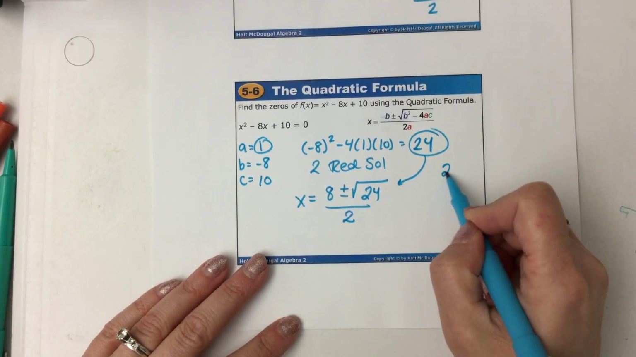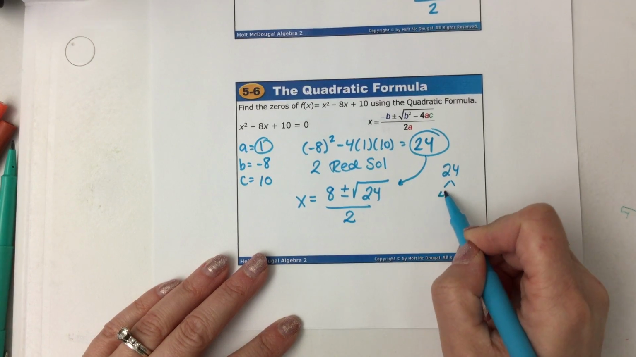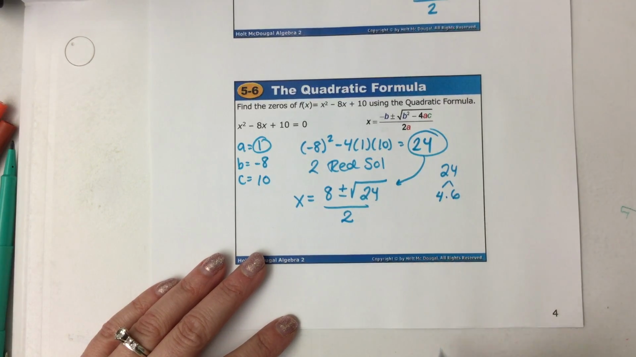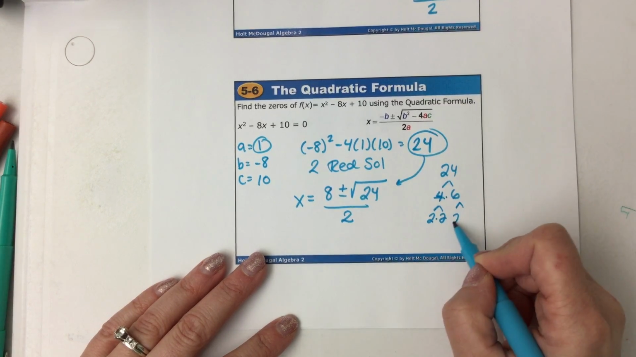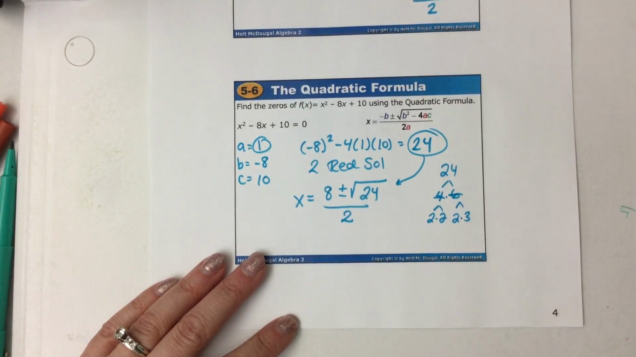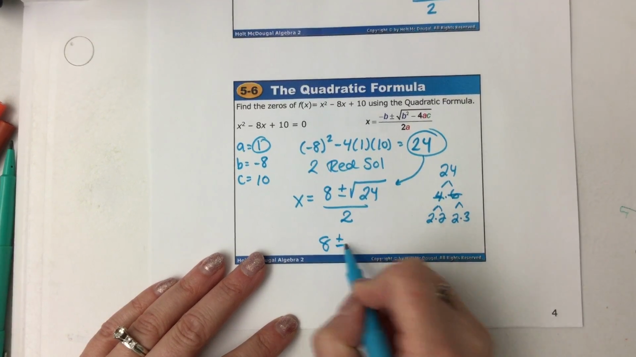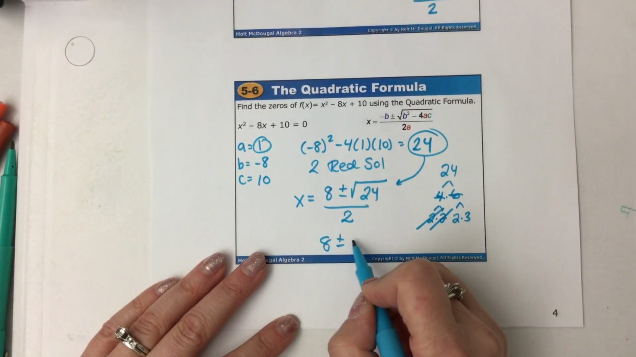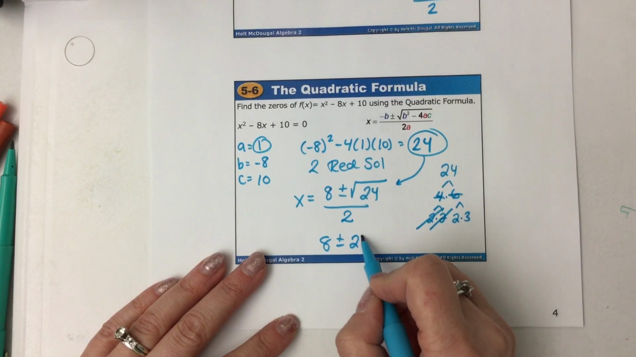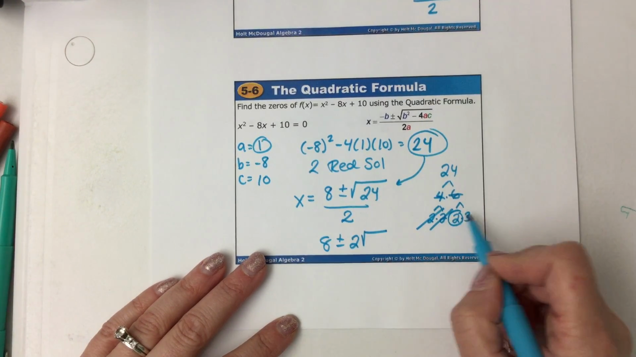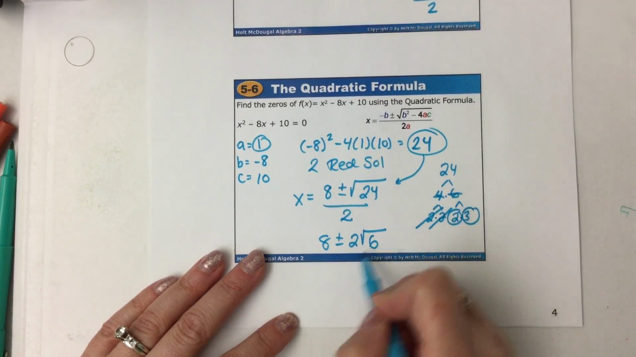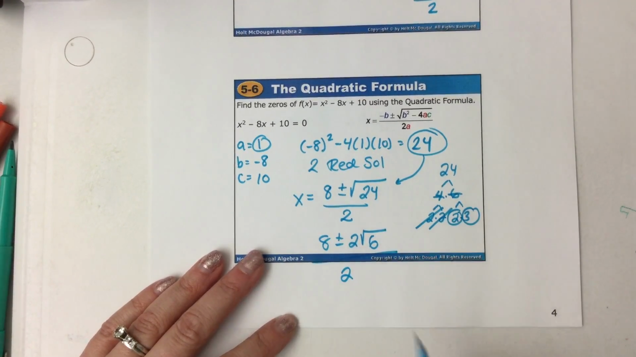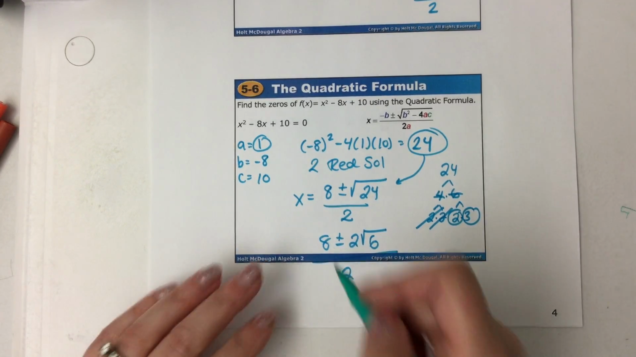24 is not perfect. I see if I can break it down. 24 can be created from 4 times 6. 4 can be created from 2 times 2. 6 can be created from 2 times 3. So I can break this down because I can cross off 2 2's. That allows me to write a 2. Square root, this cannot be crossed off, this cannot be crossed off. 2 times 3 is 6. All over 2 times 1, which is 2.